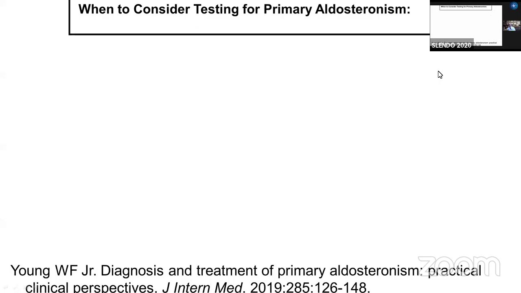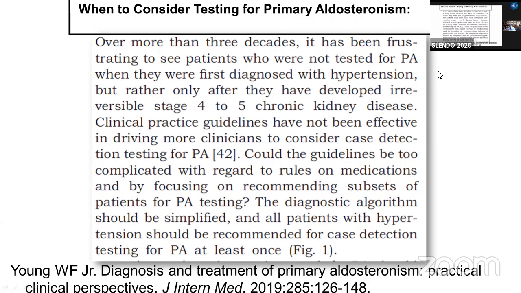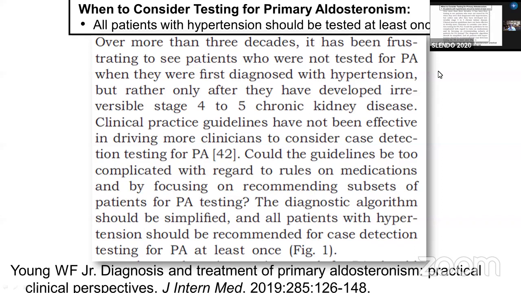So this is an algorithm I published last year. I started off with when to consider testing for PA. And here's a screenshot from that article. I said, over more than 3 decades, it's been frustrating to see patients who are not tested for PA when they're first diagnosed with hypertension, but rather only after they developed irreversible stage 4 or 5 CKD. Clinical practice guidelines have not been effective in driving more clinicians to consider case detection testing for PA. Could the guidelines be too complicated with regard to rules on medications and by focusing on those high-risk subsets? The diagnostic algorithm should be simplified, and all patients with hypertension should be recommended for case detection for PA at least once. So the algorithm reads, all patients with hypertension should be tested at least once. Don't worry about the high-risk subsets.